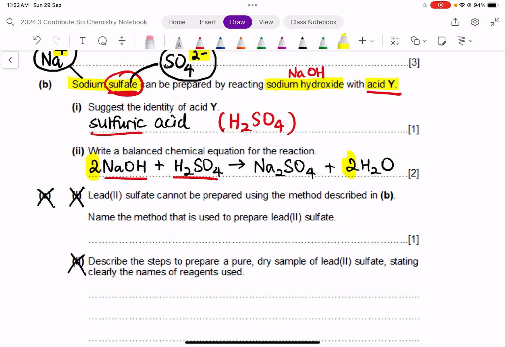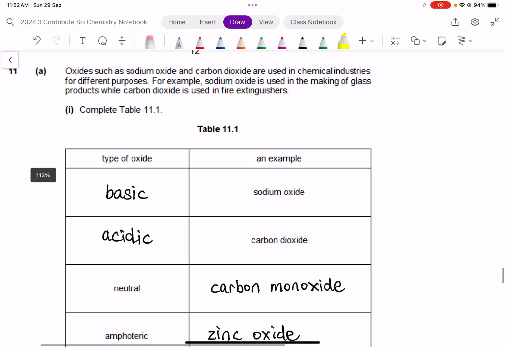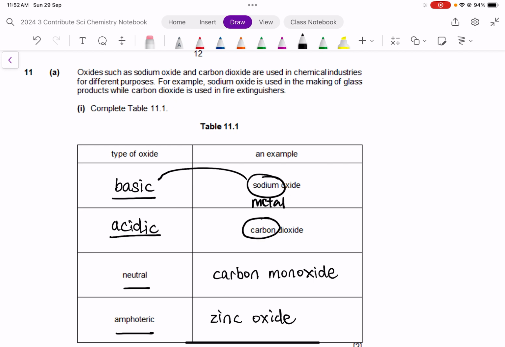And now we shall move to question number 11. Now, question 11 goes through types of oxides. So again, the types of oxides, they are basic, acidic oxides, as well as neutral and amphoteric oxides. So we know that sodium oxide is basic because sodium is a metal. Metal oxides are mostly basic. Carbon dioxide. Carbon is a non-metal. So carbon dioxide is acidic.